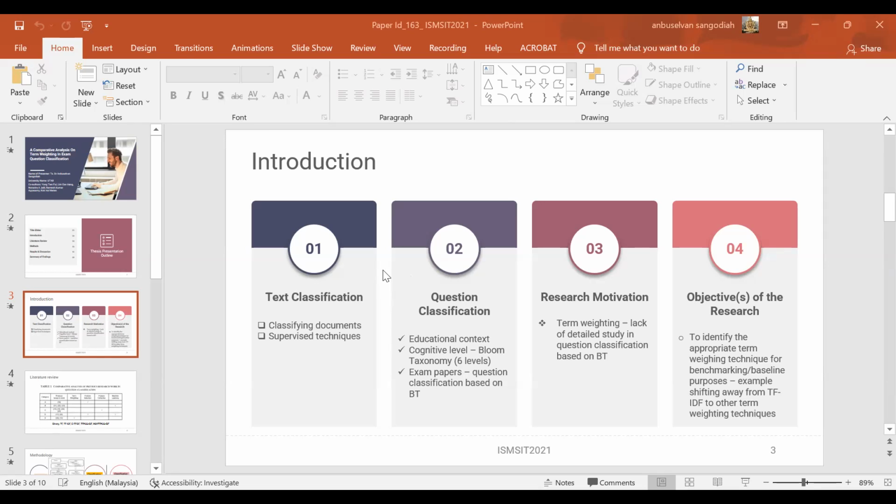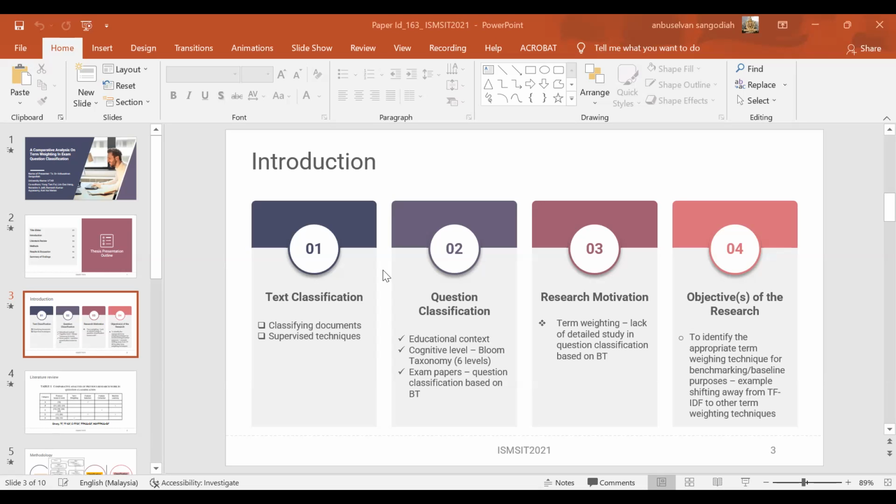So all this while we have been doing it on a manual basis, which means that when you set a question paper, then we need to label it, whether it is actually knowledge level or whether it's evaluation or synthesis. So we need to do it manually. But when we start applying machine learning, we don't need human intervention.